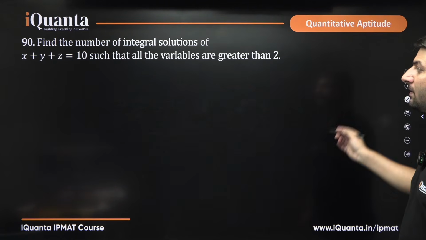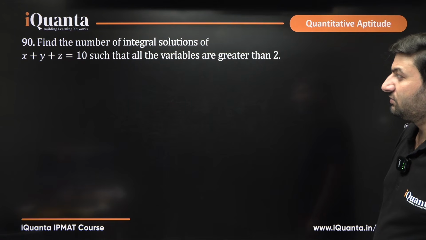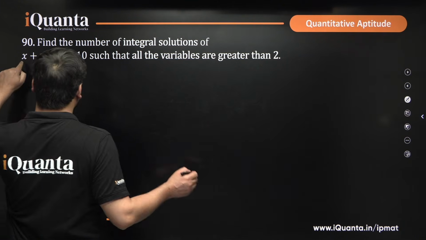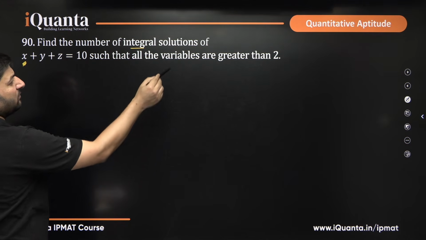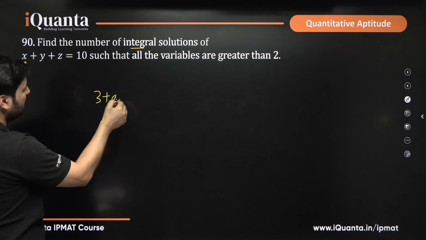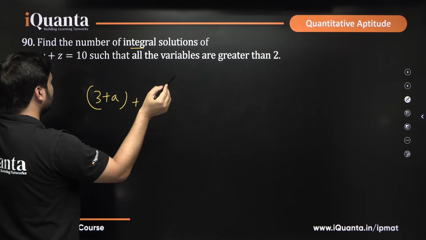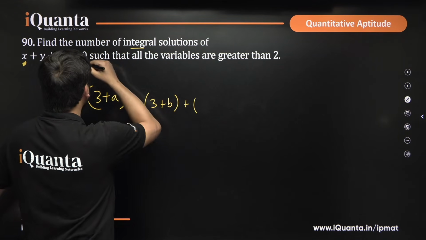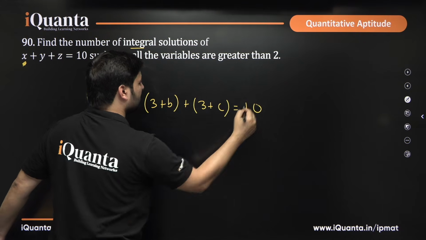Okay. Let's talk about this. Find the number of integral solutions of x plus y plus z equals to 10 such that all the variables are greater than 2. We want to make all variables greater than 2. So we have to ensure that x should be greater than 2. An integer greater than 2 is 3. So can I write x as 3 plus a? We have to ensure that y is greater than 2. So can I write it as 3 plus b, or can I write z as 3 plus c and then make the sum 10? Yes.